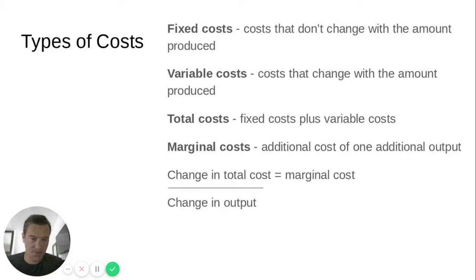Marginal costs, this is the one that's probably new to a lot of you, is basically the additional cost of one additional output. So if you're making, let's say, 900, what is the change in total costs of then making 901 units? What was that 901st cost? The formula for that would be change in total cost divided by the change in output. And that's the marginal cost.